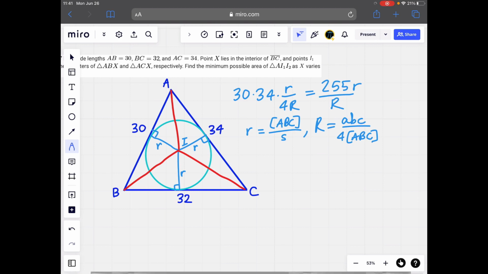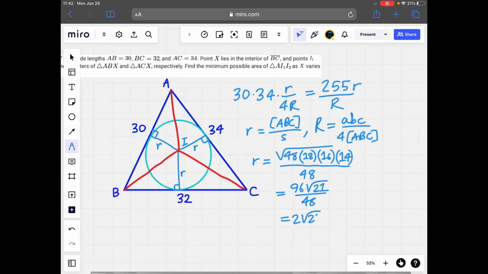So first, let's find little r. By Heron's formula, the area is equal to the square root of the semiperimeter, that's (30 plus 32 plus 34) over 2, which is 48, times (48 minus 30, which is 18), times (48 minus 32, which is 16), times (48 minus 34, which is 14). And we have to divide all that by the semiperimeter of triangle ABC, which is 48. And this turns out to be 96 root 21 over 48, which is just 2 root 21.